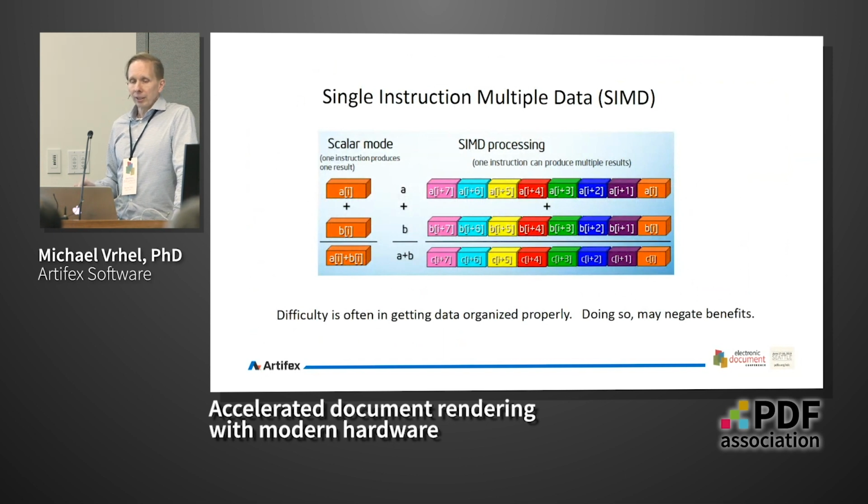The problem with this is that often it is getting the data organized properly. You've got to load the registers and get the data in the proper way. And there's a whole series of operations you can do with shifting and adding and multiplying and various other operations. But the problem is getting the data organized and getting it back out. Sometimes that can negate the benefits that you're getting from the parallel operations.